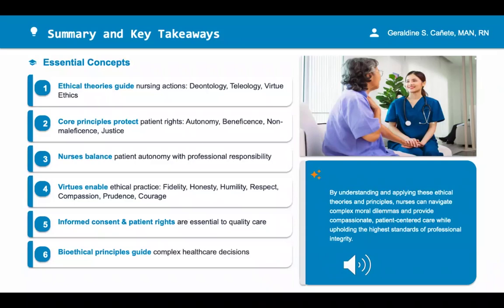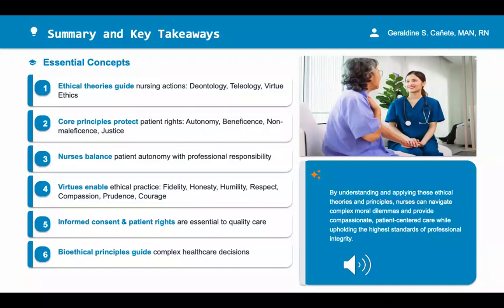And virtues make ethics real. Virtues such as honesty, humility, compassion, prudence, and courage transform these principles into practice. You can know the right thing, but without courage, you may not act on it. You can understand autonomy, but without respect, you may not honor it. Okay? Informed consent is not just a signature, it is an ethical conversation. It reflects transparency, respect, and shared decision making.